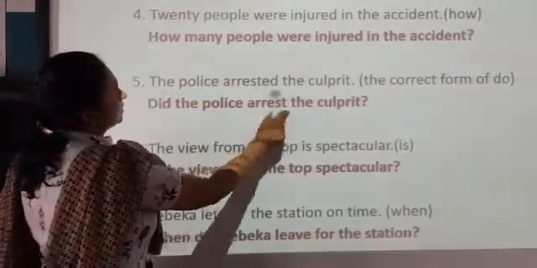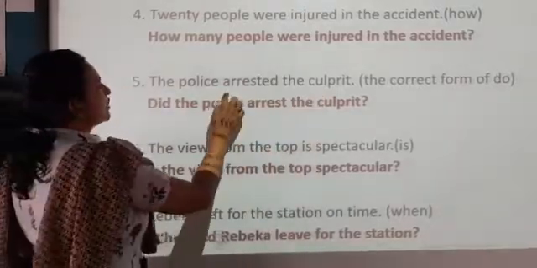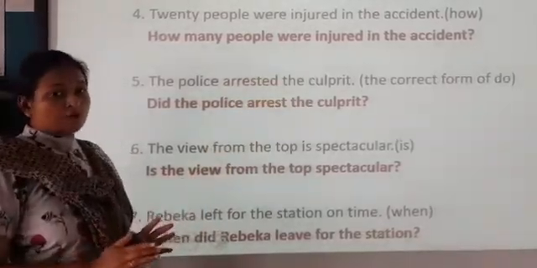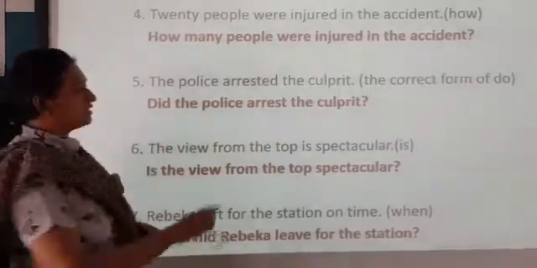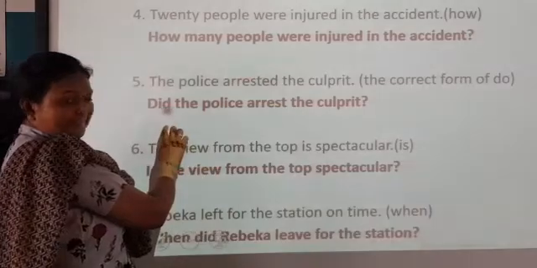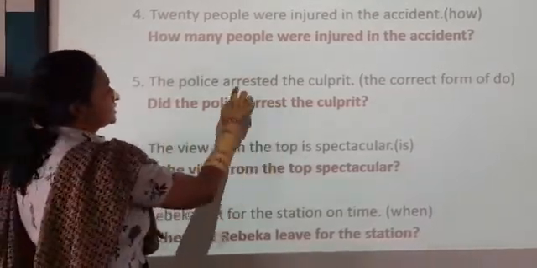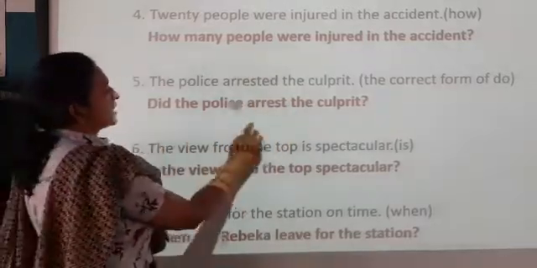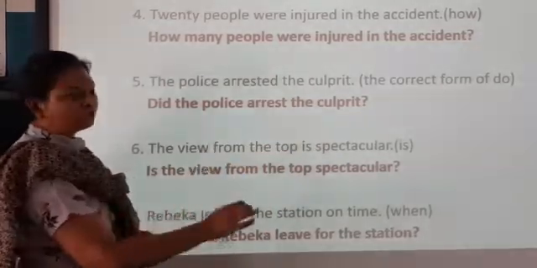The police arrested the culprit. Now you have to use the correct form of do. Whenever you have the ed form, that is the past tense form of the verb, you always use did. Again I am repeating, whenever you have ed form of verbs, that is the past tense, you use did. Which form of do? Did. Did the police arrest? This arrested will be changed to arrest. Did the police arrest the culprit? And question mark.